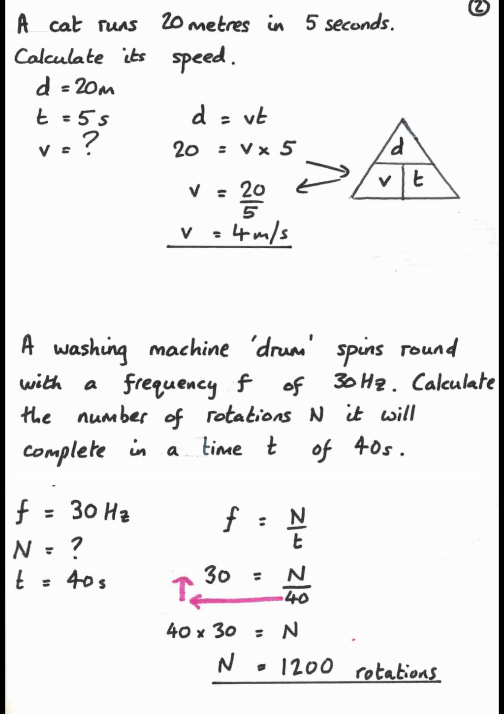Numbers go in next. We want N by itself, so we grab the 40 and pull it over to the other side. But when we change side, we must change sign. The 40 was underneath the N, so now must be brought back up, to be next to, in other words multiplied by the 30, when it's moved to the other side. Then we just carry on and get to the answer.